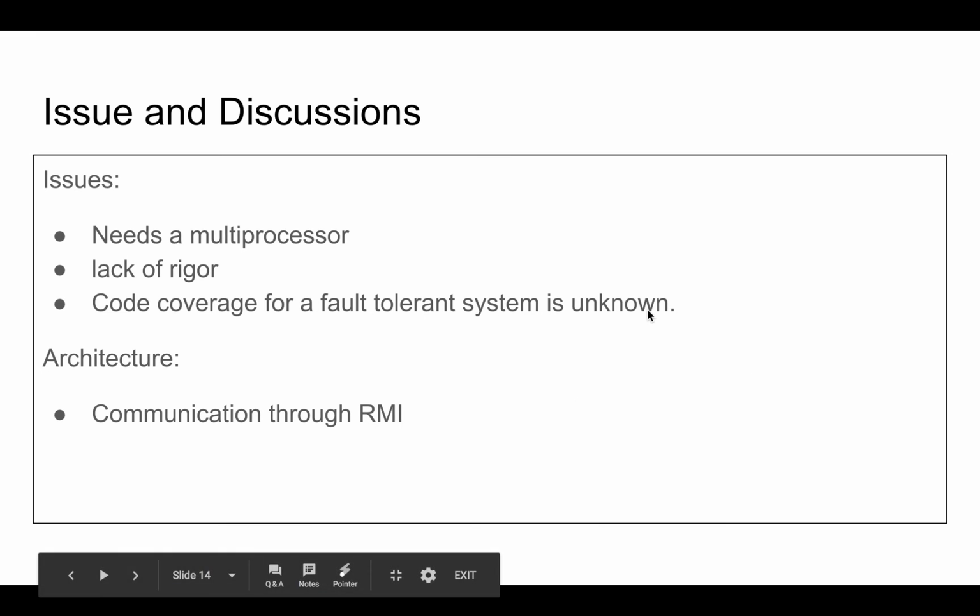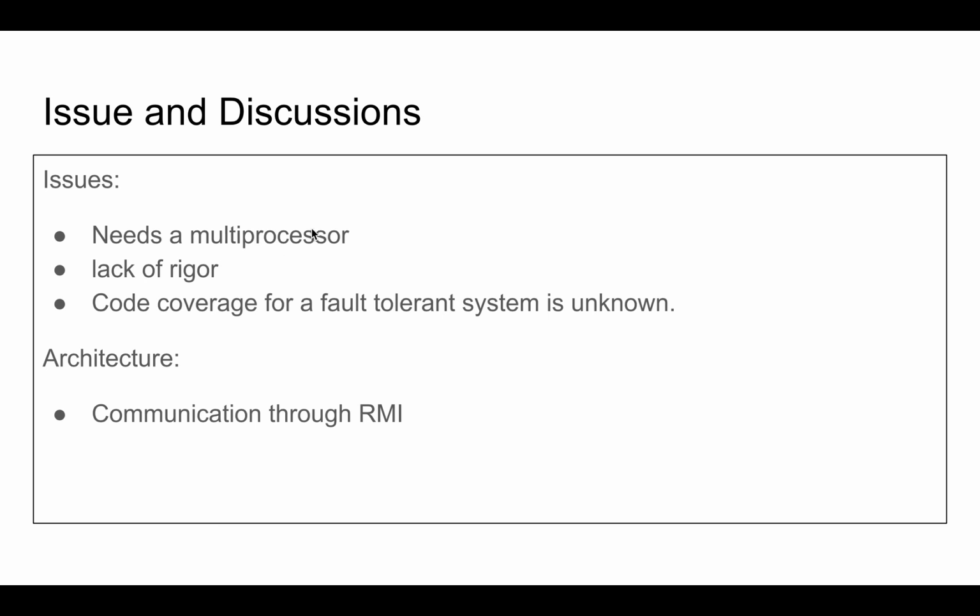Some issues with NSCP are: NSCP runs only in a multiprocessor environment. The overhead incurred includes additional memory for the second through the nth variants, and also overheads for the executive and comparators. Also, the obvious problem with self-checking software is its lack of rigor, and the code coverage for a fault-tolerant system is also unknown.